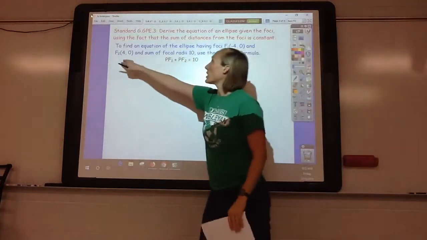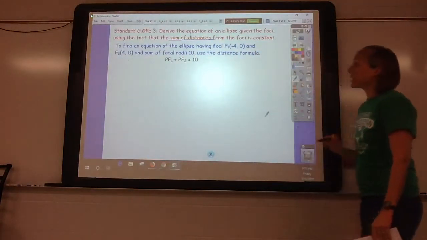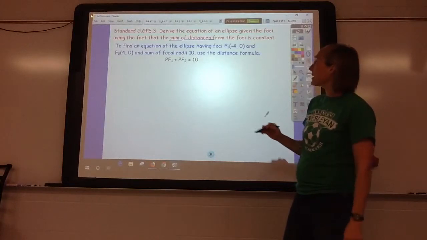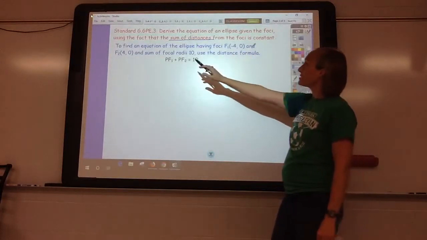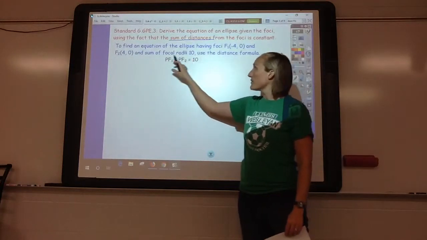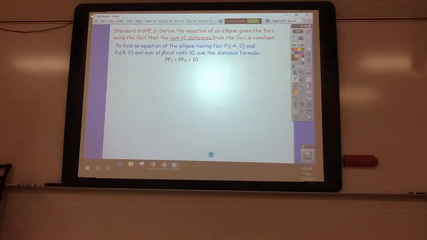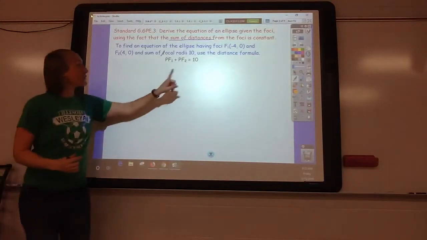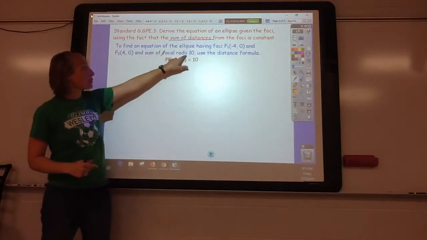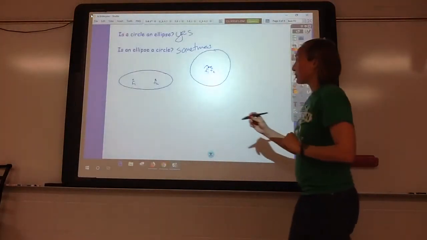Here we're given two foci, using the fact that the sum of the distances from the foci is constant. It says to find an equation of the ellipse having foci at (-4, 0) and (4, 0) and the sum of focal radii 10, use the distance formula. This right here is the definition of an ellipse. If you are doing this on the test, that is essentially what you're starting with. The only difference is I put 10 here because it tells us that the sum of the focal radii is 10.